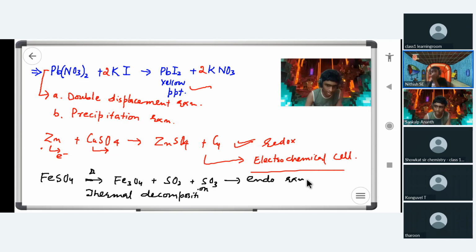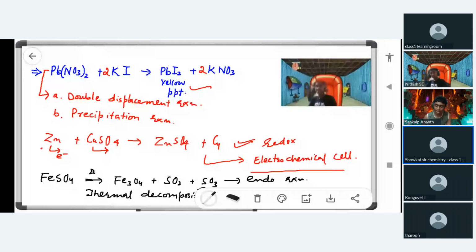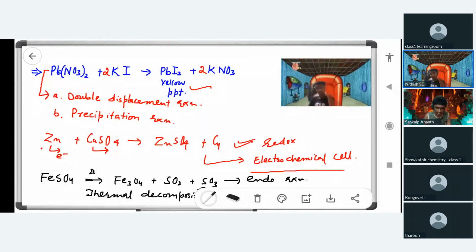Endothermic. Sir, in this thermal decomposition, it needs heat to decompose, right, sir? It does not evolve or absorb heat, right, sir? It absorbs heat. Heat is required for the decomposition, so that's why it's absorbing heat. Sir, like in electrolysis, it absorbs heat, but not in the product, right, sir? It only needs it on the reactant side, right, sir?